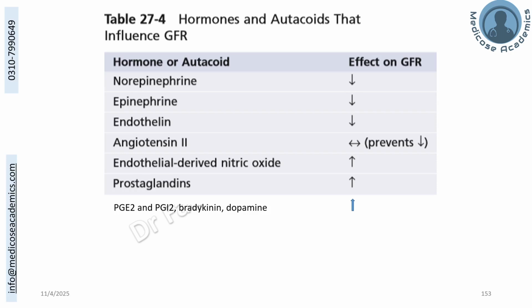This is a list of factors that can influence GFR by bringing about vasoconstriction or vasodilation. All those leading to constriction of the afferent arterioles are reducing the GFR. For example, norepinephrine, epinephrine, endothelin. Angiotensin 2, because of its differential effect on the efferent arteriole, prevents the decrease in the GFR. Nitric oxide and prostaglandins, because of their vasodilatory effect, can increase the GFR.